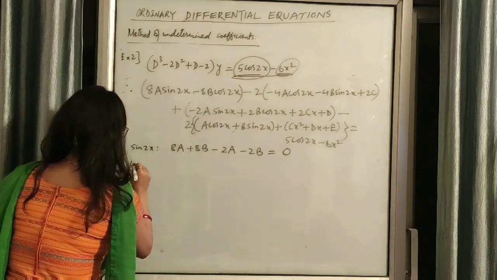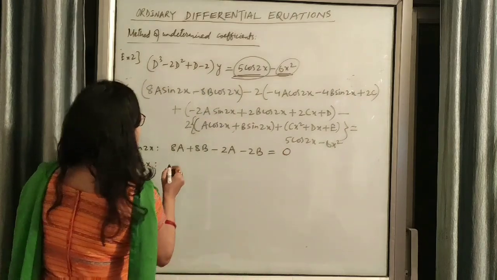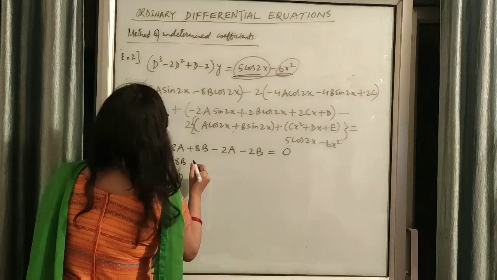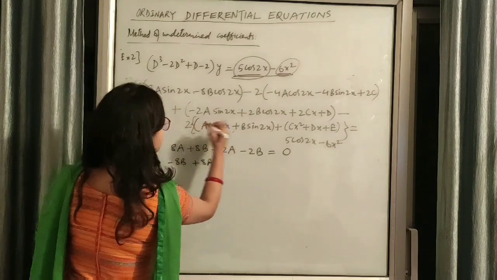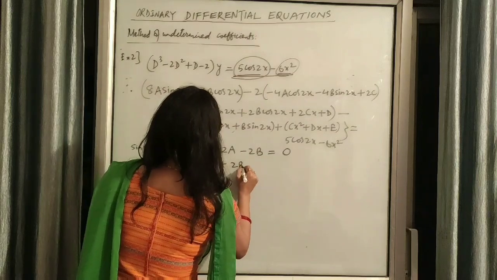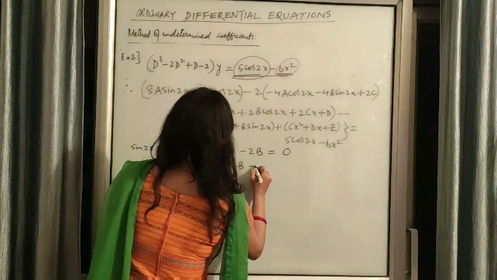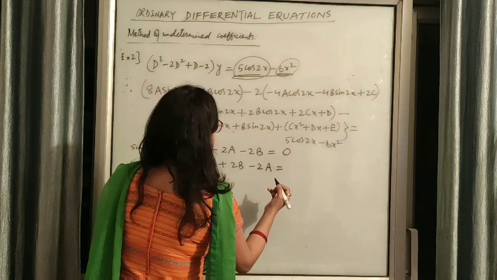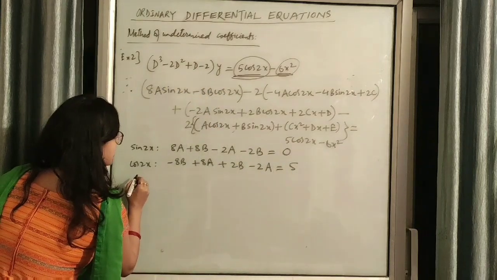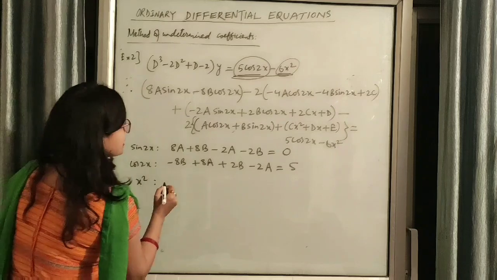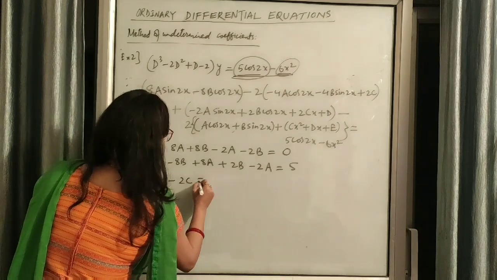Then the cos 2x coefficient on the left hand side we have minus 8b plus 8a plus 2b minus 2a, and on the right side the coefficient is 5. Next we have the x squared coefficient on the left hand side, minus 2c, and on the right side minus 6.